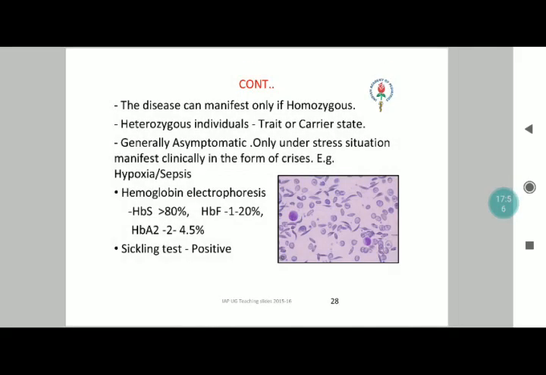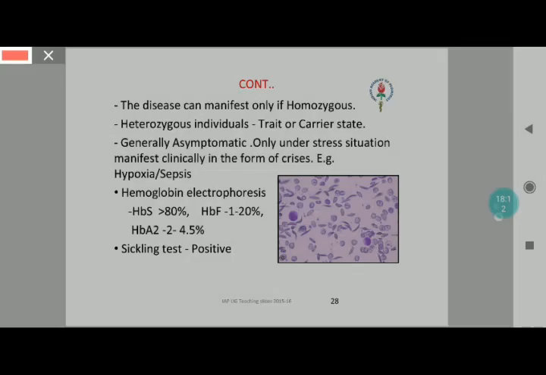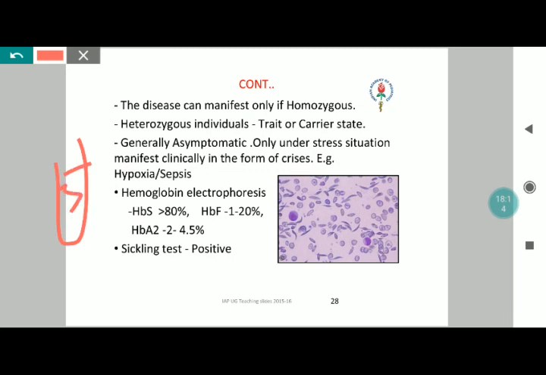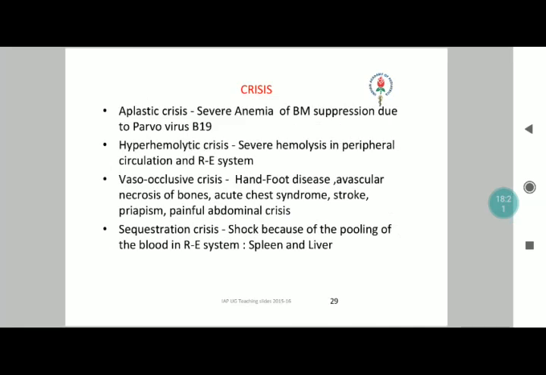If you consider the hemoglobin electrophoresis pattern, the typical pattern of HbS will be more than 80%, HbF will be in the range of 1 to 20, and HbA2 will be in the 4.5% range. Characteristically and typically, the sickling test will become positive. Sickling test is nothing but you add the reducing agent, and if the precipitate comes, it becomes positive. If it remains clear and not turbid, it remains sickling negative.